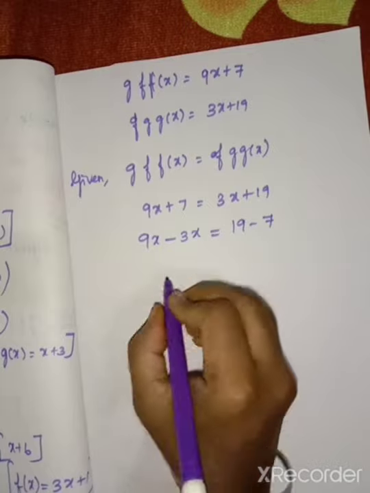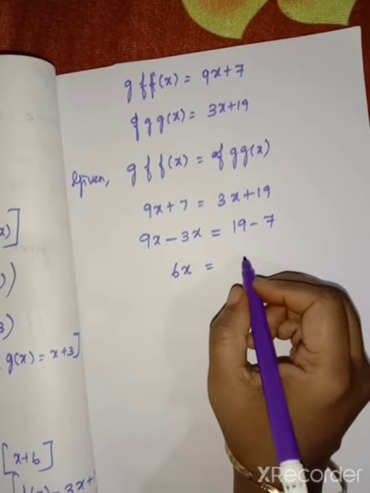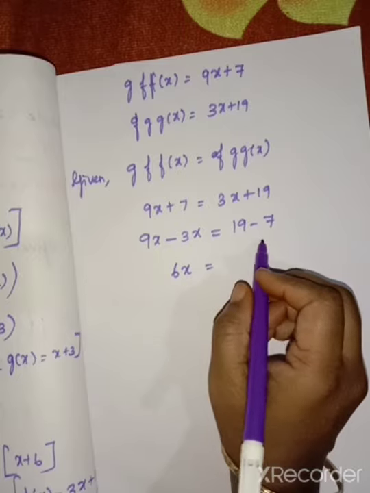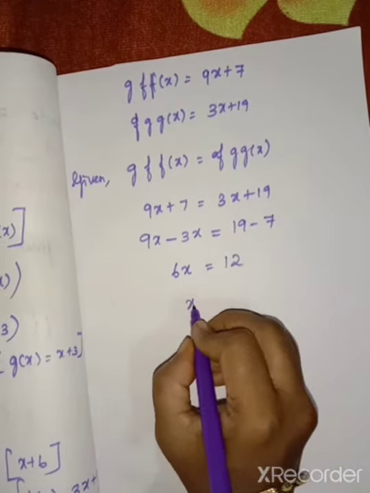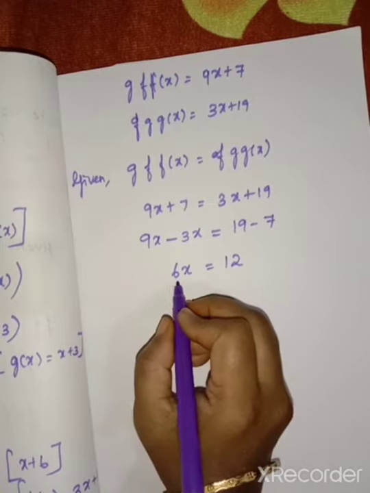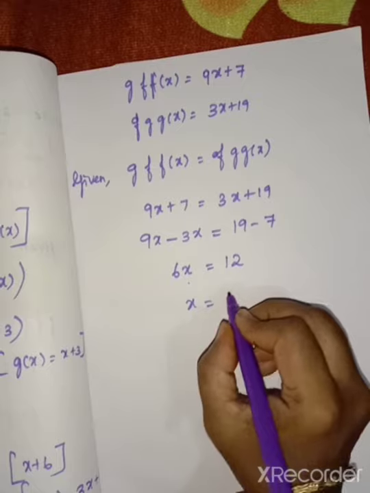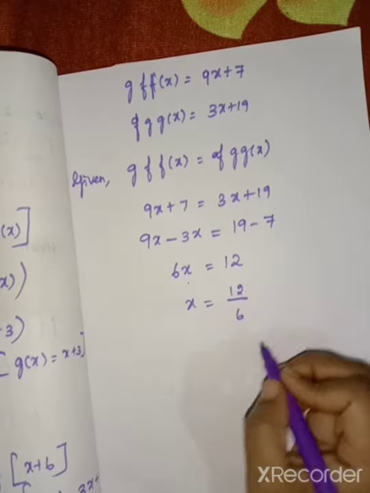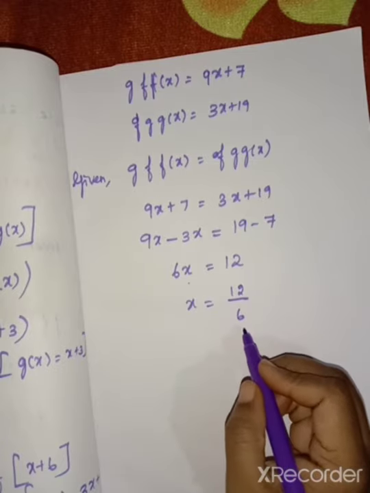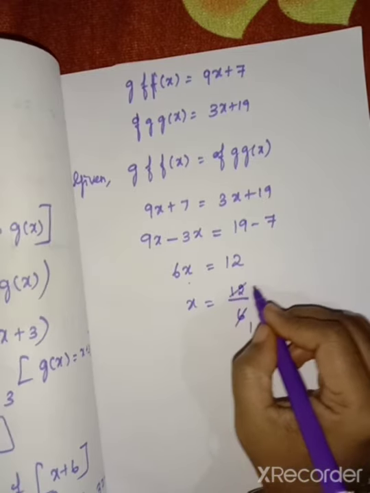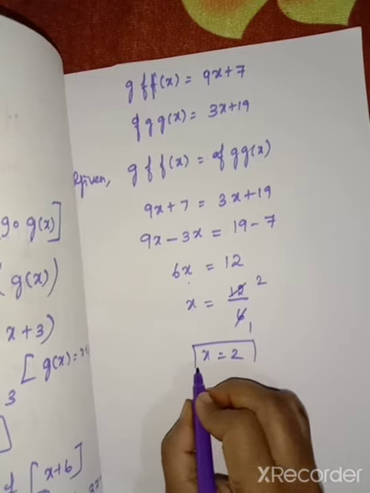So 9 minus 3, we get 6x. So 6x equal to 19 minus 7, which gives us 12. So x equal to, since 6 is multiplied with x, it goes to the other side as divide. So 12 divided by 6. Here we can cancel within the same table, that is the 6 table. 1 six is 6, 2 sixes are 12. So x equal to 2.